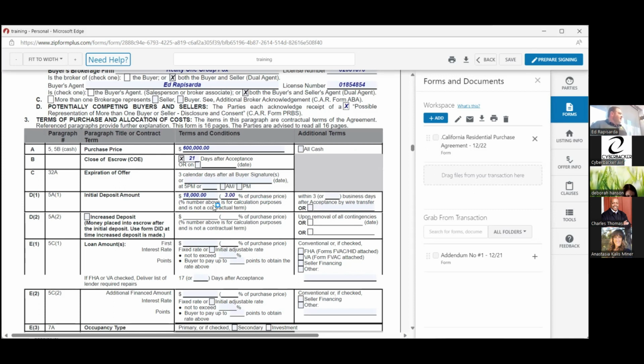Does that come into play if it's an all cash offer? That does come into play. The question is, if there's an all cash offer, would this come into play? And the answer is yes. When you put that 18,000 in, the 3% automatically populates. The question is, if you put the dollar amount here, does it automatically populate? The answer is yes.